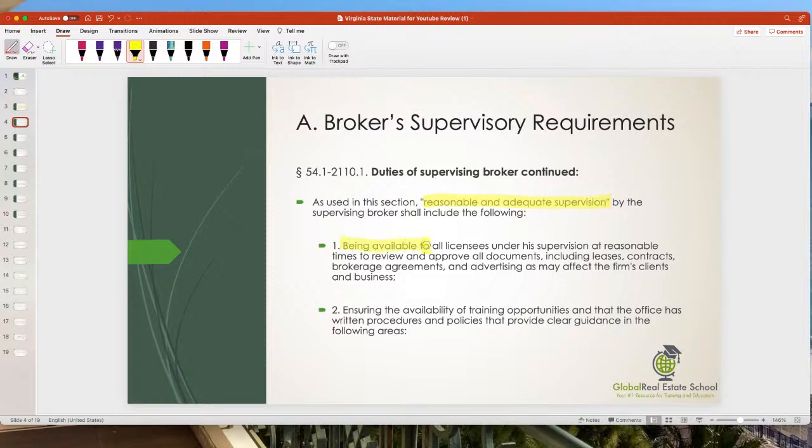Things like being available to all licensees under his supervision at reasonable times to review and approve all documents, including leases, contracts, brokerage agreements, and advertising as may affect the clients and the business of the firm. And we need to ensure the availability of training opportunities and that the office has written procedures and policies that provide clear guidance in the following areas. And we'll get to that in the next section.